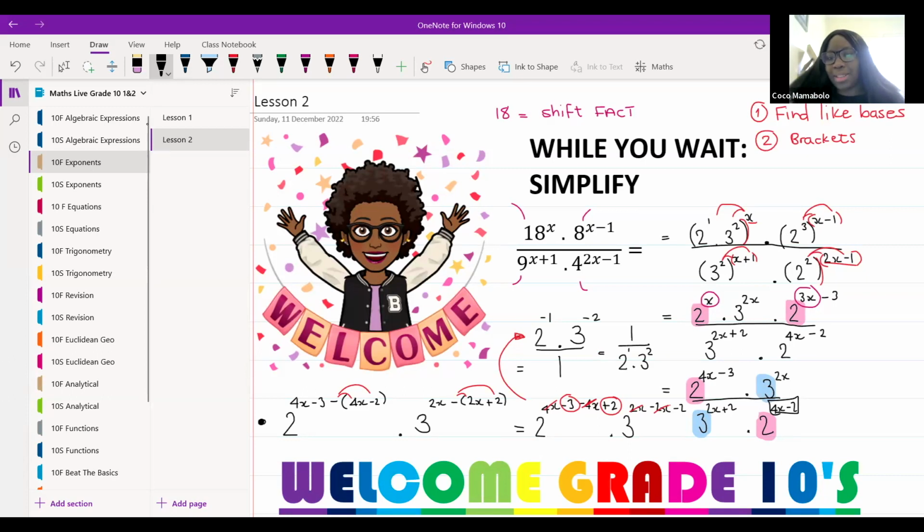And this is getting really messy. I just realized I ran out of space and now it's looking really messy. 1 over 2 times 3 squared. 3 squared is 9 times 2 is 18. So my final answer will be 1 over 18. All right, and that's how we're going to start today's lesson.